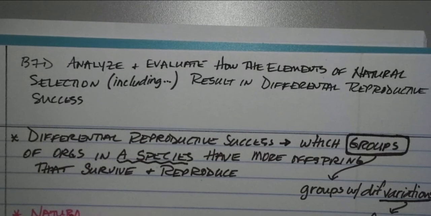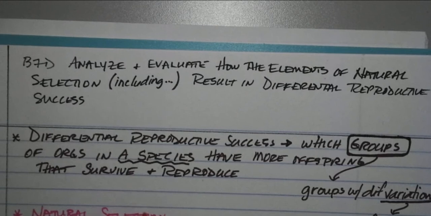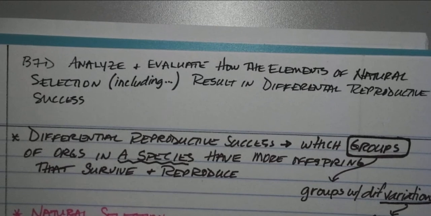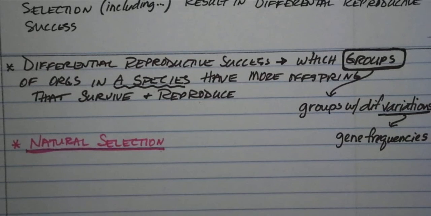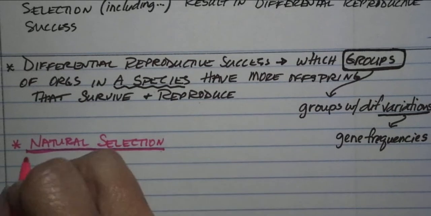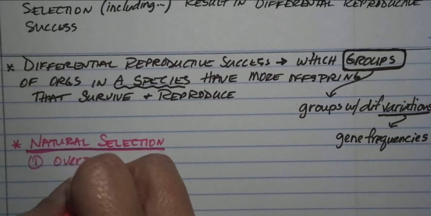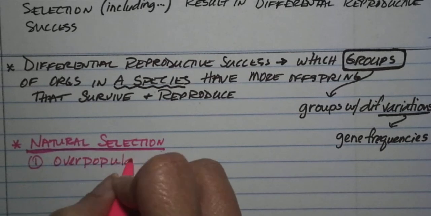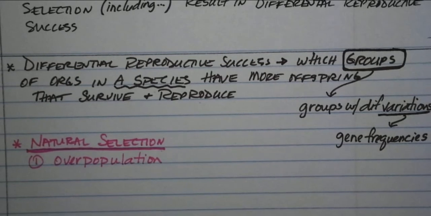Okay, so we have natural selection. And again, we've talked about this. These things shouldn't be too shocking to you guys. They should be at least a little bit familiar to you guys. So in the first step of natural selection, we have overpopulation. And it's a very specific type of overpopulation that I'm talking about. More specifically, they are overproducing the offspring.